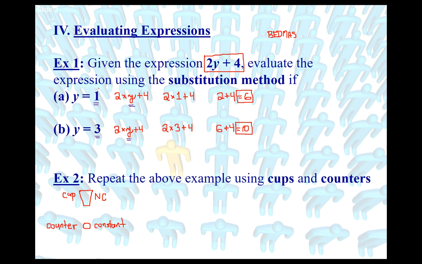Okay, so first things first, let's take the expression and draw it with cups and counters. Then we'll worry about evaluating the expression. So just drawing it strictly with cups and counters, we'd have 2y plus 4. The numerical coefficient is 2. And again, that's going to be the number of cups we draw.